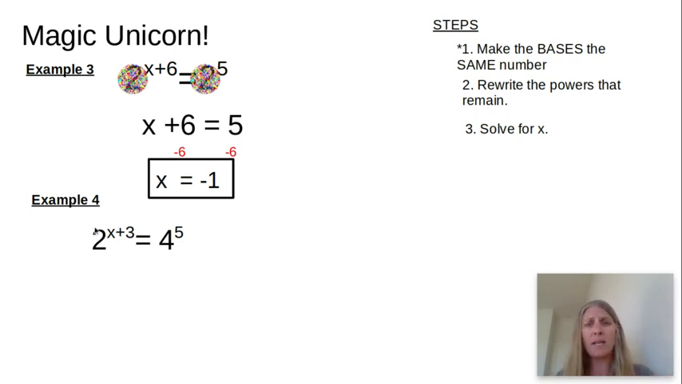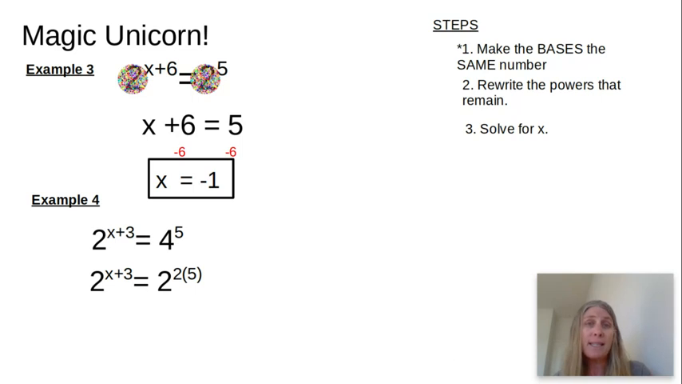The problem here is that we don't have the same base. We have a 2 and we have a 4. So when they're not the same, we need to make them the same. So we look at our bigger number and we ask ourselves, can we rewrite that in a way that has a base of 2? And as you know, 2 squared is the same as 4. So we're going to go ahead and rewrite 4 as 2 squared.